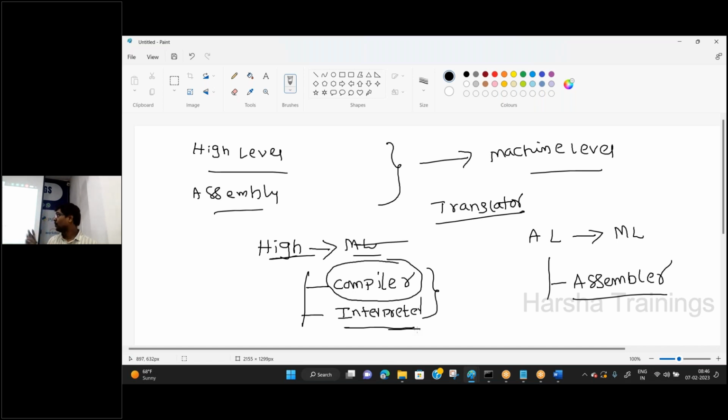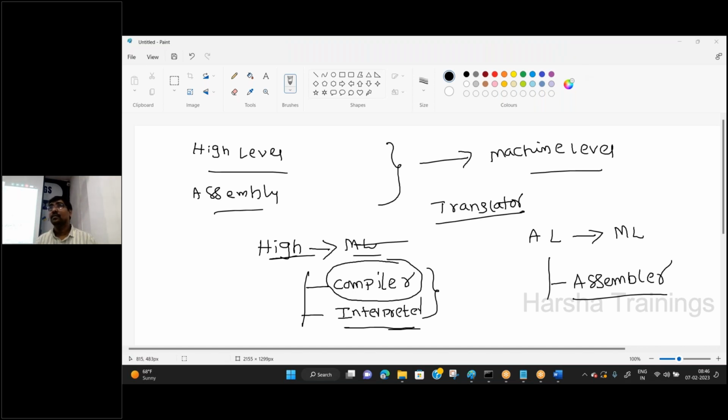Okay. Now, are the languages completed? No. One more point is remaining. So, what is machine language? What is assembly language? What is high level language? And how to convert high level or assembly level language into machine level language? Now, among machine level language, high level language, and assembly language, which one is fast? Which one is fast? Any idea?